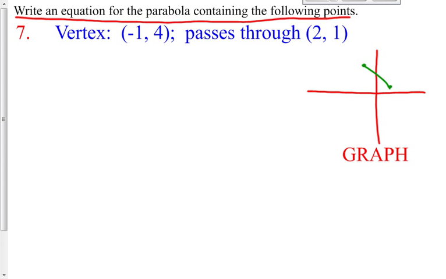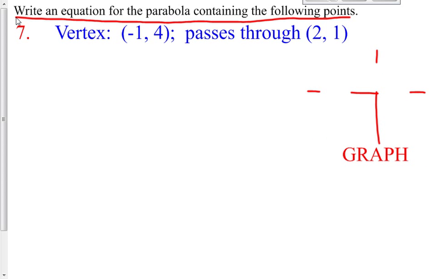What I want to find out is the equation that works for this point, the equation that satisfies this point, as well as an infinite number of points that goes all the way down to the left and all the way down to the right. We want an equation that satisfies all of those. So the way we do that, not too difficult.